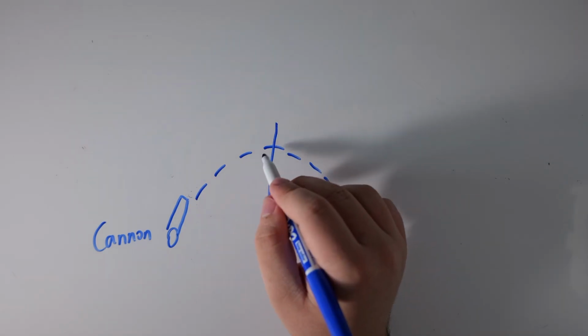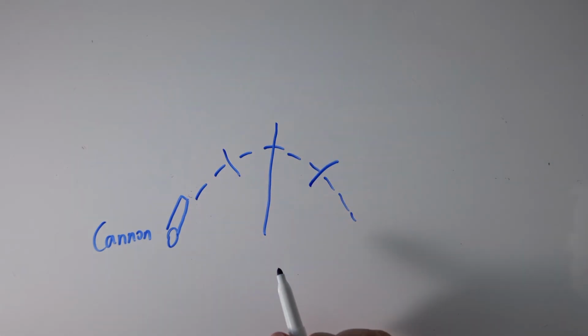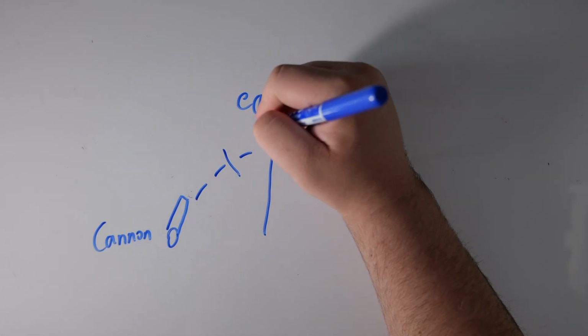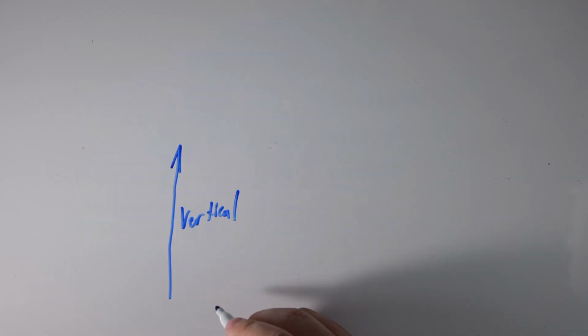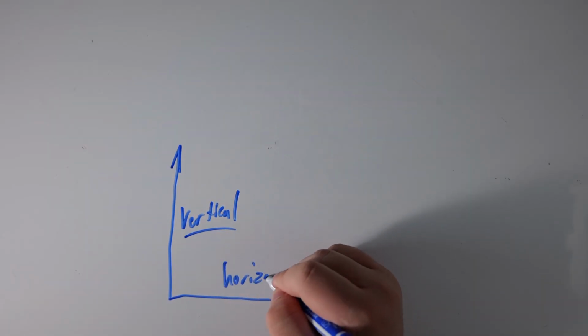And if you find the midpoint, both sides would be symmetrical. Now what if you launched an object horizontally?